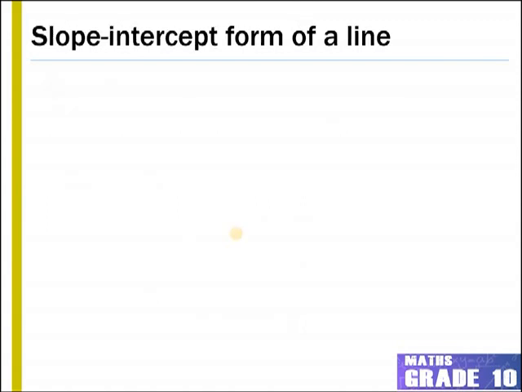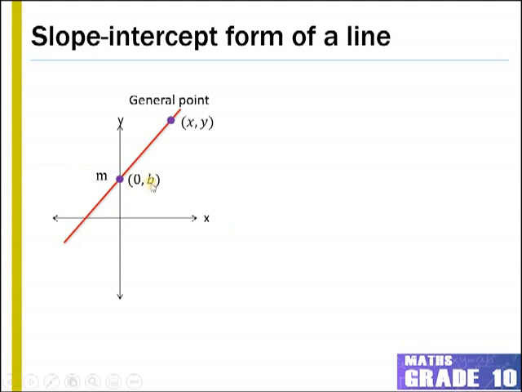Slope-intercept form of a line. Here's a line with gradient m. Here's the point (0, b) on the line. This is a fixed point, and it's the point where the line cuts through the y-axis. Here's a general point on the line, which we'll call (x, y).